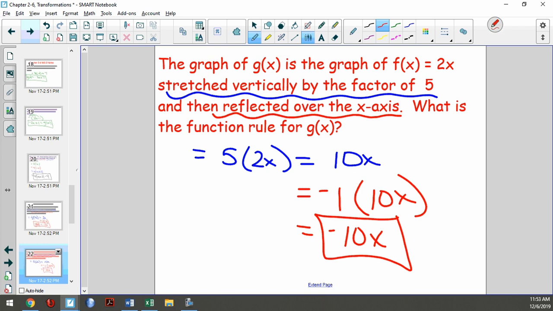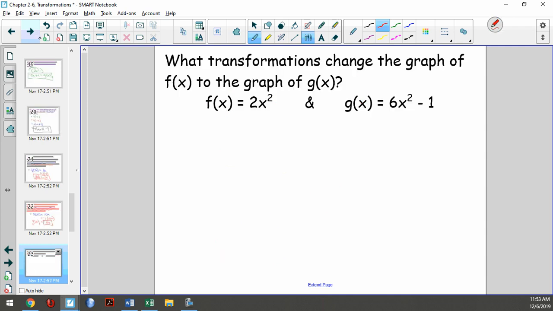This is your new function, g of x. Do we understand that, yes or no? We good? Okay, keep going. What transformation changed the graph of f of x to the graph of g of x? So, listen. I have f of x, which is 2x squared. What am I doing to 2x squared to obtain 6x squared minus 1? I am going to take my 2x and I'm going to stretch it by 3.